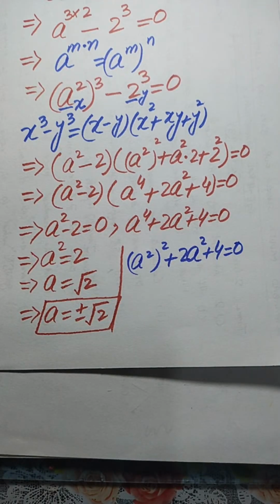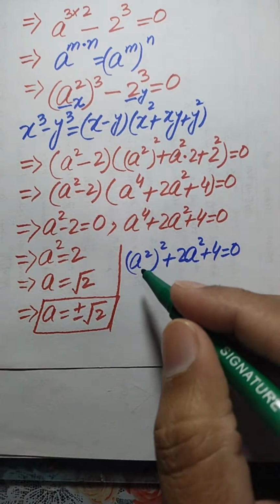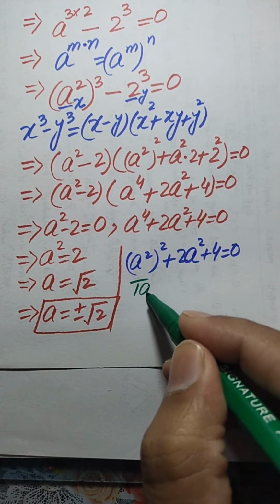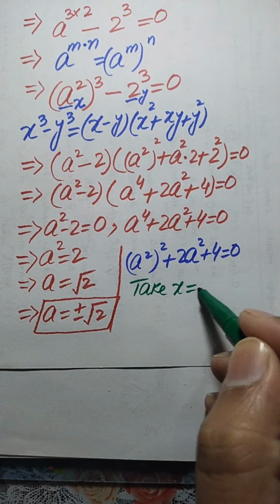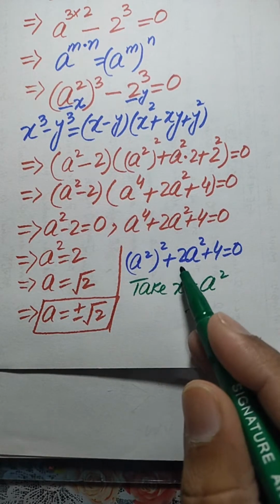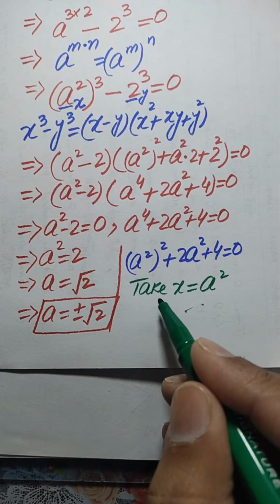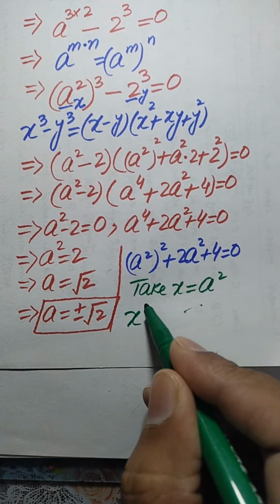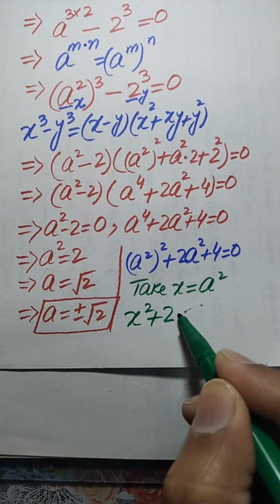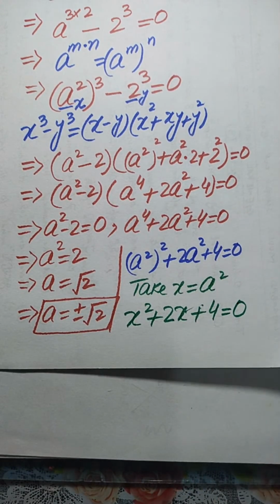And further in the next step, you see here the first two terms involve a square, so we will substitute a square equals x. When we choose x equals a square, our above fourth order polynomial becomes a quadratic form, and it will be written as x square plus 2 times x plus 4 is equal to 0.